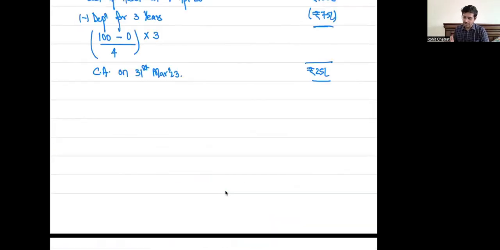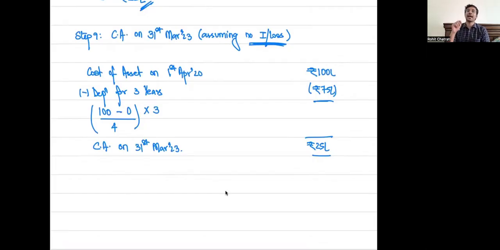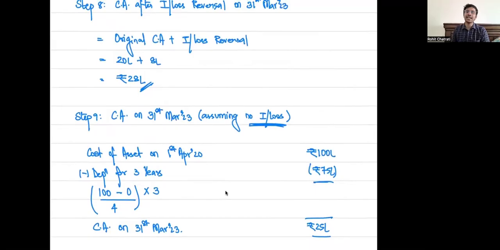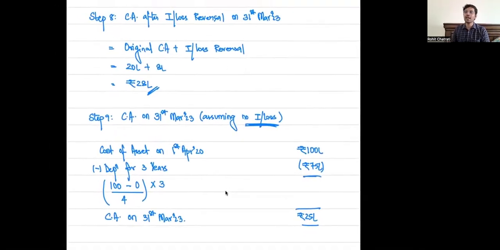So step number 9, I did not really do it for time pass. I actually did it for a purpose, because Ind AS 36 states that after impairment loss recognition, the carrying amount of the asset cannot exceed the carrying amount that would have existed on 31st of March 23 had no impairment loss been recognized. The carrying amount in this case after impairment loss reversal is equal to 28 lakhs, but this is greater than the carrying amount that would have existed on 31st of March 23 had no impairment loss been recognized, which is equal to 25 lakhs. So this condition 3 is not satisfied. What does condition 3 say? It says that the carrying amount after impairment loss reversal on 31st of March 23 cannot exceed the carrying amount that would have hypothetically existed.